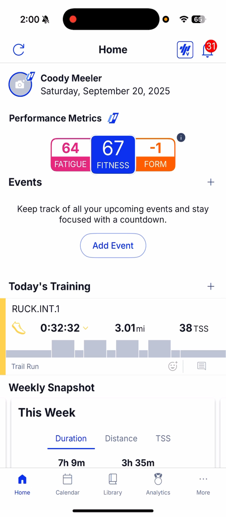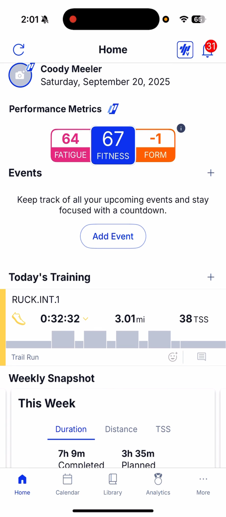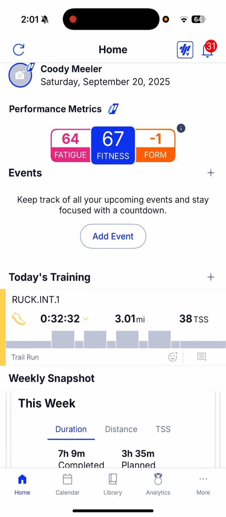The way they calculate this is, fitness is the 42-day rolling training stress score of your workouts. And the training stress score is just a small calculation of your duration and heart rate mostly. So you see on this workout right here, there is a 38 TSS, 38 training stress score. So pretty low, but the fitness is a 42-day rolling average of your training stress score.